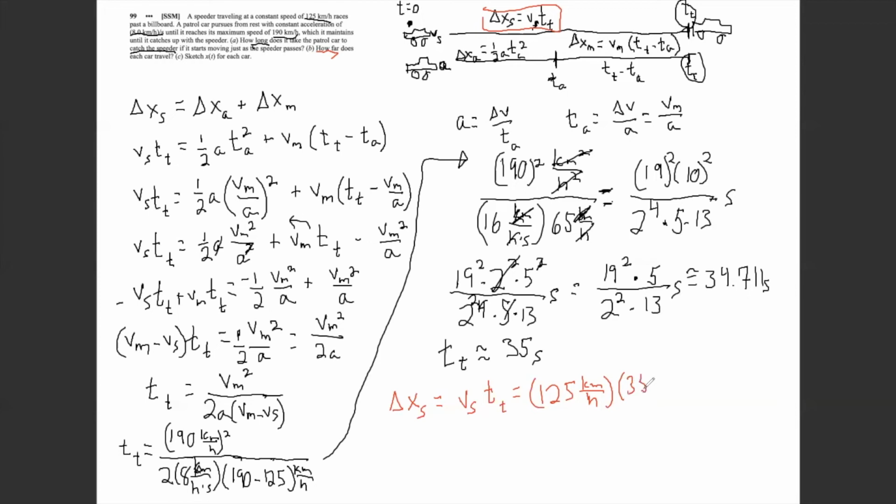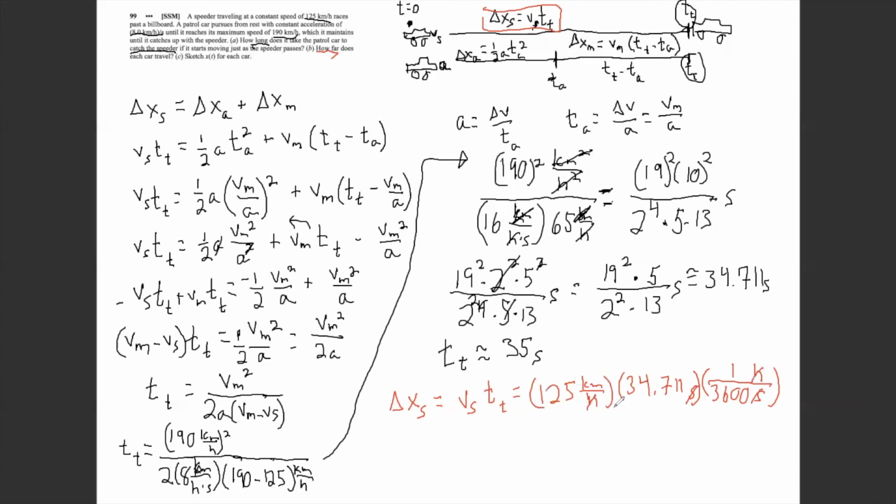So here, maybe we should be a little more exact and say 34.711 seconds. And now here we do need to make a conversion. We do have to convert those hours to seconds. So I would just make seconds and hours here, and 3,600 seconds for 1 hour, and then seconds cancel like that, and hours cancel, and we're left with kilometers.